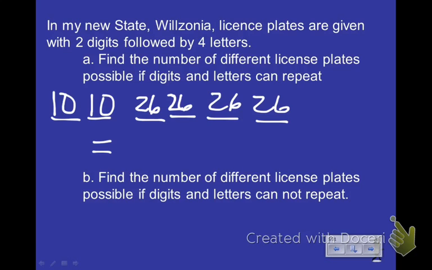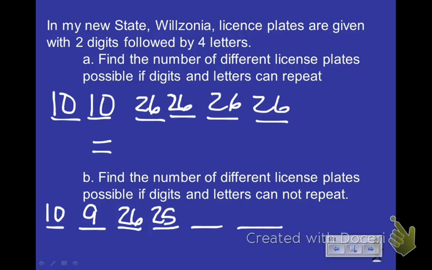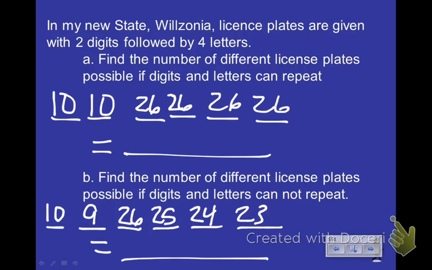For the second one, they cannot repeat, so I've got 10 choices for the first number, but if I pick one, I can't have it again, so I've only got 9 choices for the next one. 4 letters, I've got 26 for the first one, but if I pick A, I can't do it again, so there's only 25. If I pick Z, I can't do it again, so there's only 24 and only 23. Multiply those out, you should get your answers right there. Use your calculator, multiply those out to get an answer.